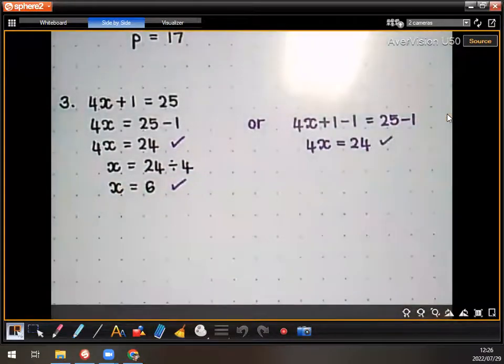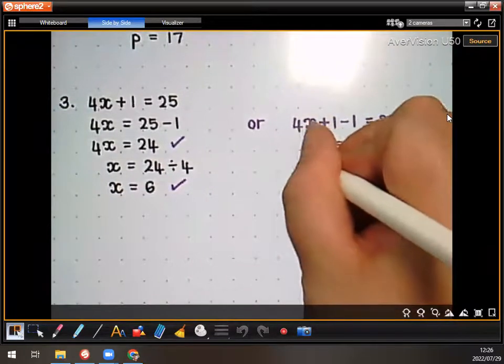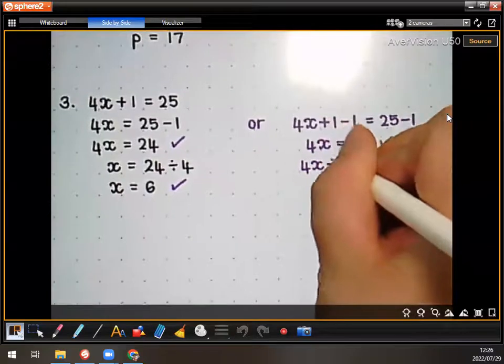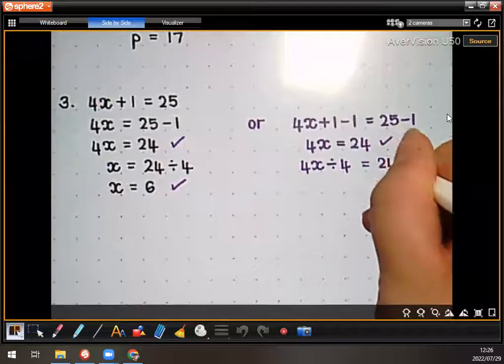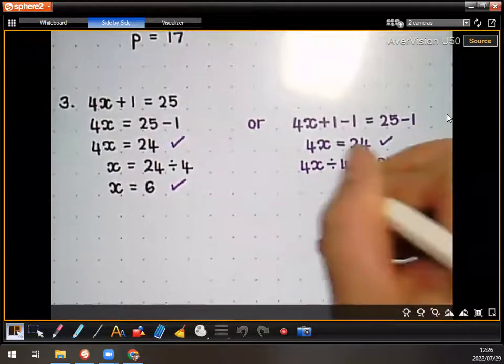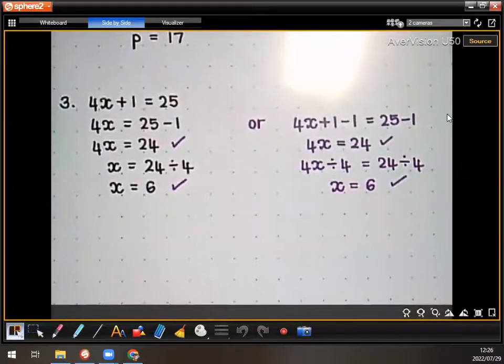That is again where you will get your first mark. And then the next step would be, okay, now in order to get rid of that 4, I need to divide by 4, so I must do the same on the other side. So x is again equal to 6, and that is again where we get the mark.